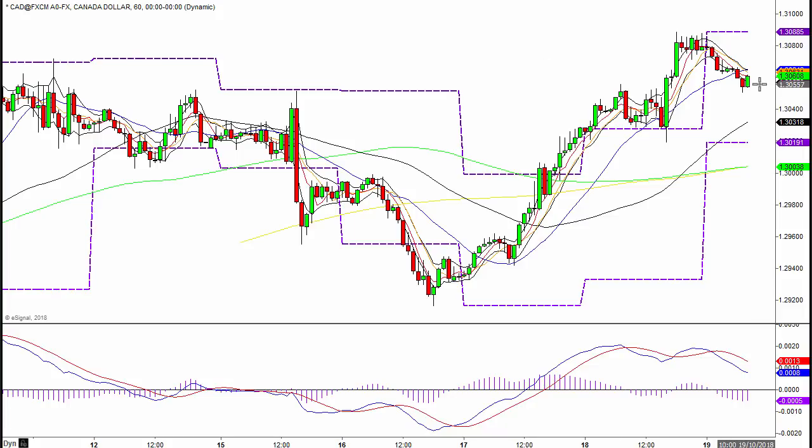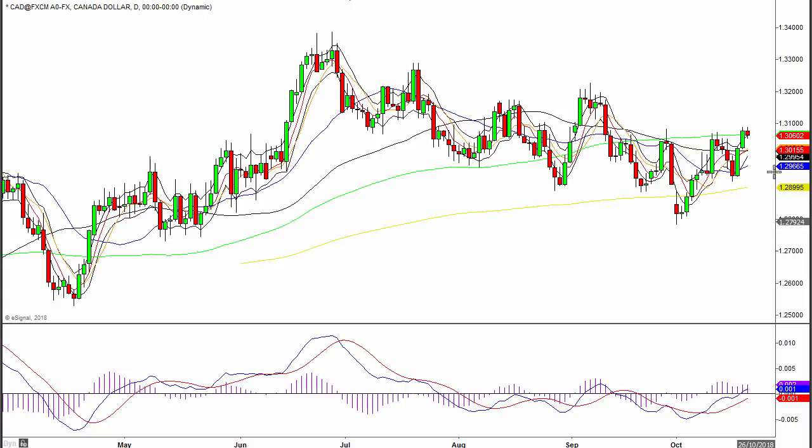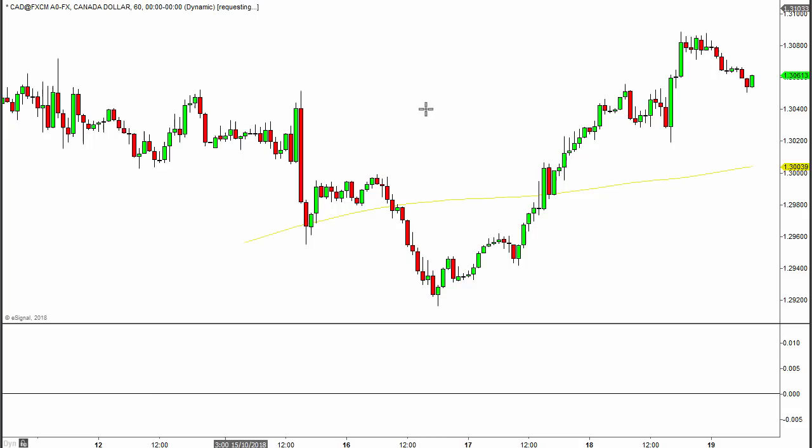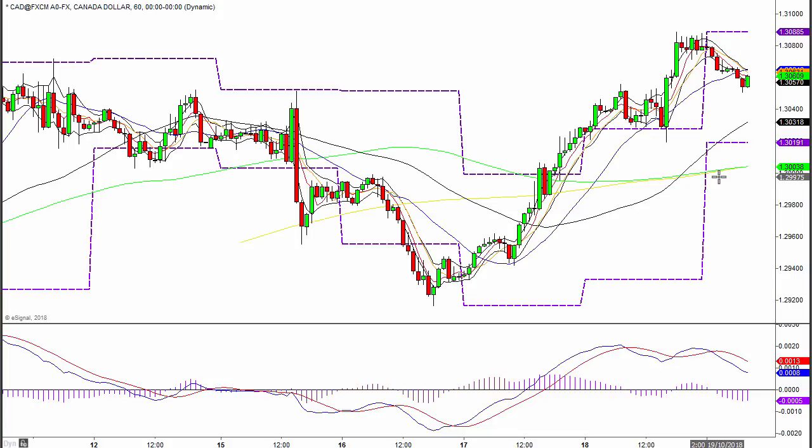Going to be trading dollar CAD here this morning. We've come off a little bit overnight. We've got some sell signals coming in on this one from an intraday perspective. On the daily charts, I've got the E signal up this morning because my telecharts isn't working at the moment.